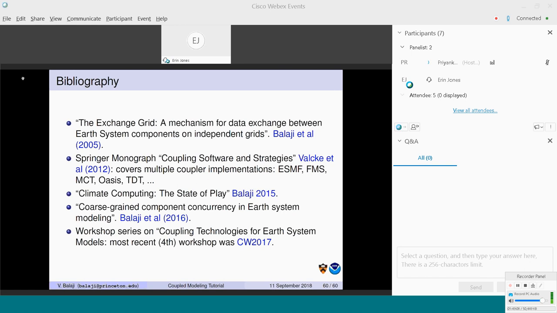FMS is what we use at GFDL. Oh, yeah, ESMF. It's an ESMF coupler. There's also something called OASIS, which is also open source. There's also something called CMAPS, which is trying to bring the theme and the image and everything together.